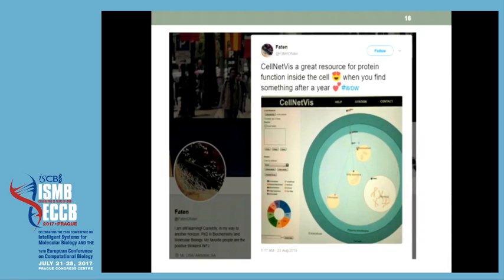For instance, I found this lovely tweet. It was like two years ago, actually. It was the first prototype, and I have no idea how that person found my tool. And the person allowed me to show this to you.